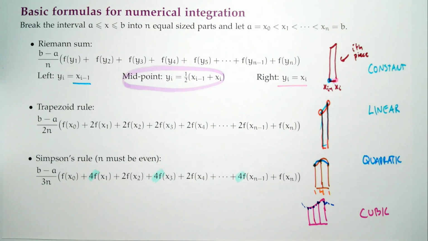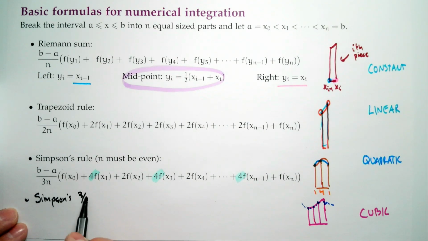So this actually has a name. You don't need to know this, but sometimes it's fun just to know things. Knowing stuff is good. This is called Simpson's 3/8 rule. And you're like, ooh, 3/8, that's a terrible name. Well, hold on, we'll explain the name.